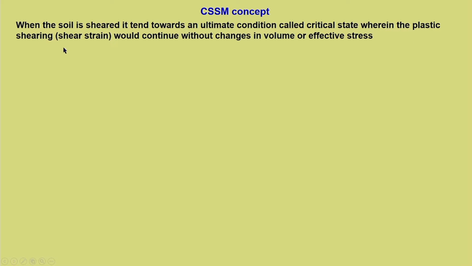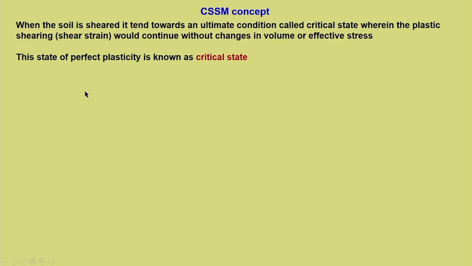Here the plastic shearing, where we call it shear strain, would continue without changes in volume or effective stress. So any soil which is sheared reaches a final state known as critical state, wherein the shear stress would continue, but at constant effective stress and constant volume. The final state has constant volume. So the plastic shearing happens at constant volume when the soil reaches this critical state. This state of perfect plasticity is known as the critical state.